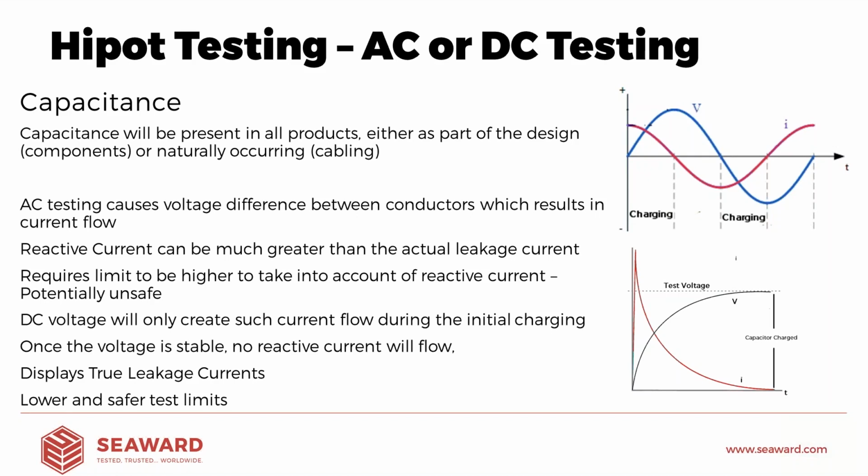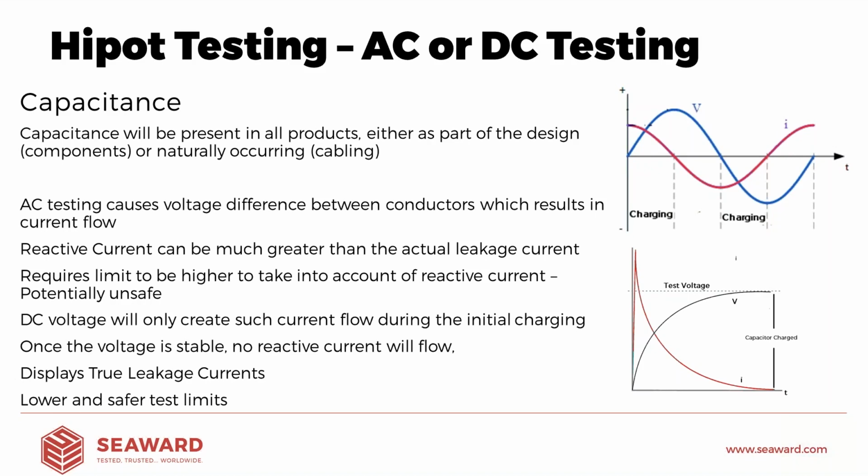And what does that also mean is effectively the reactive current could be much greater than the true leakage current, which means we may have to adjust our pass limits accordingly, which could mean applying higher pass limits than normal, which could be potentially unsafe for the operators. Now, if we flip that and look at a DC test, well, there's only really one time where we effectively have a voltage difference between the conductors, and that is when we're initially charging up or ramping up the test voltage. So we apply the voltage steadily.